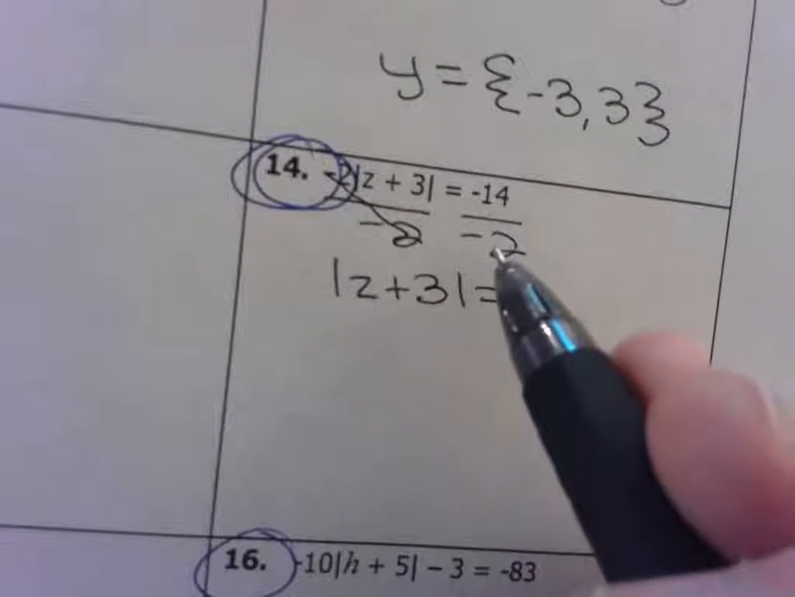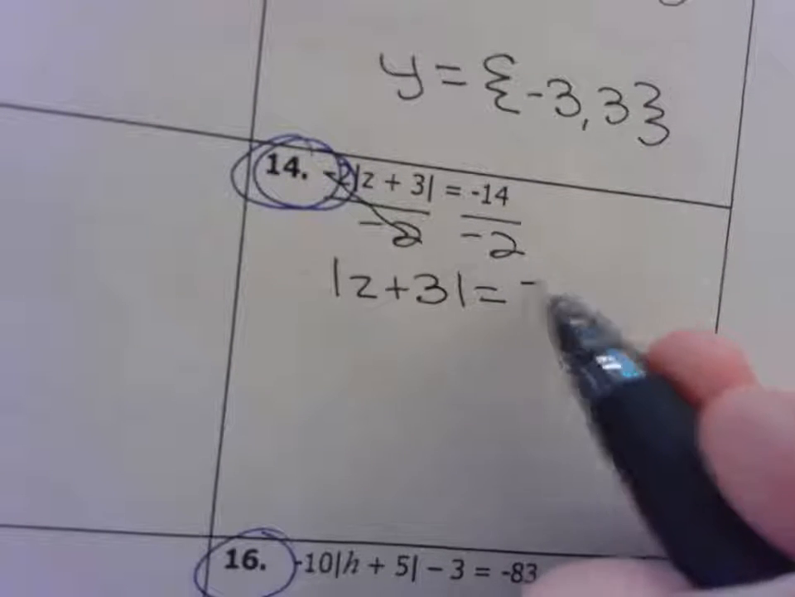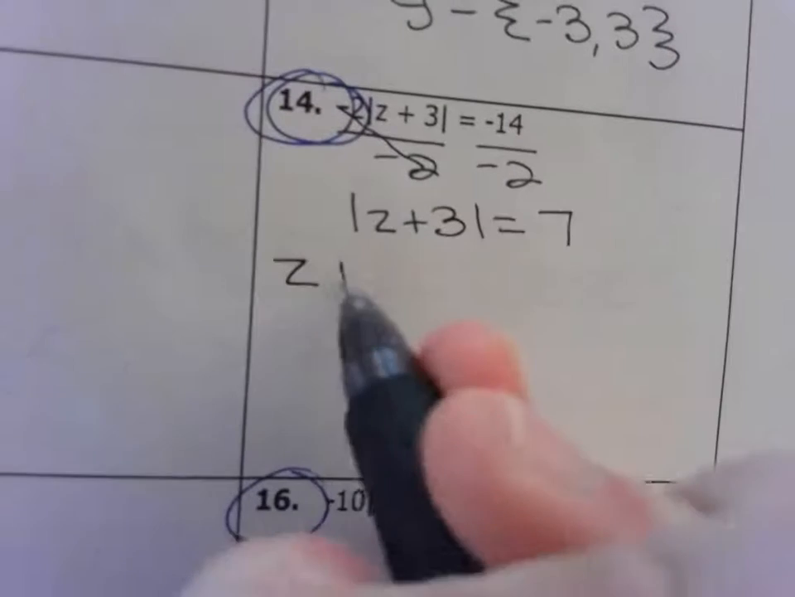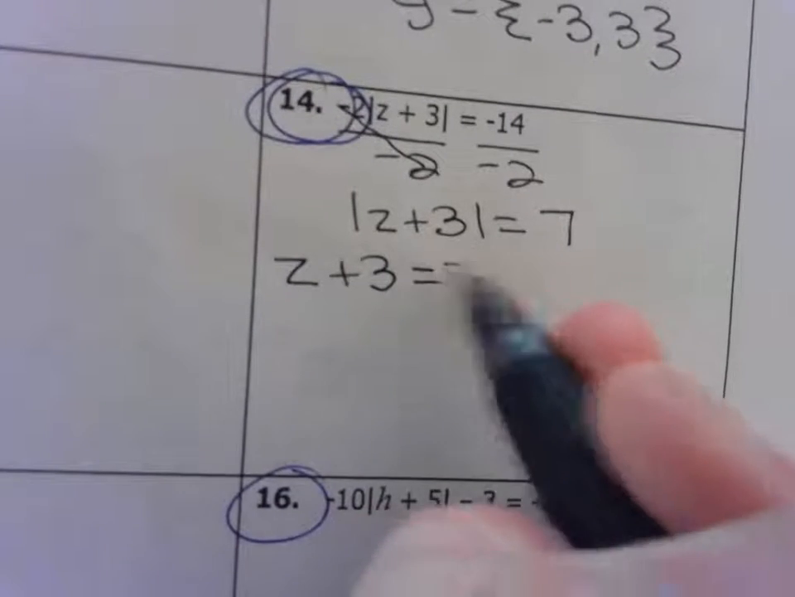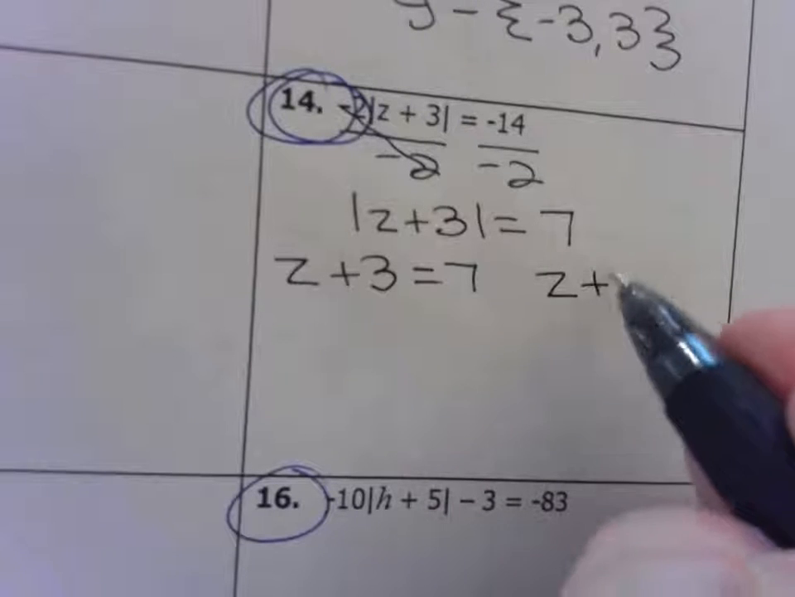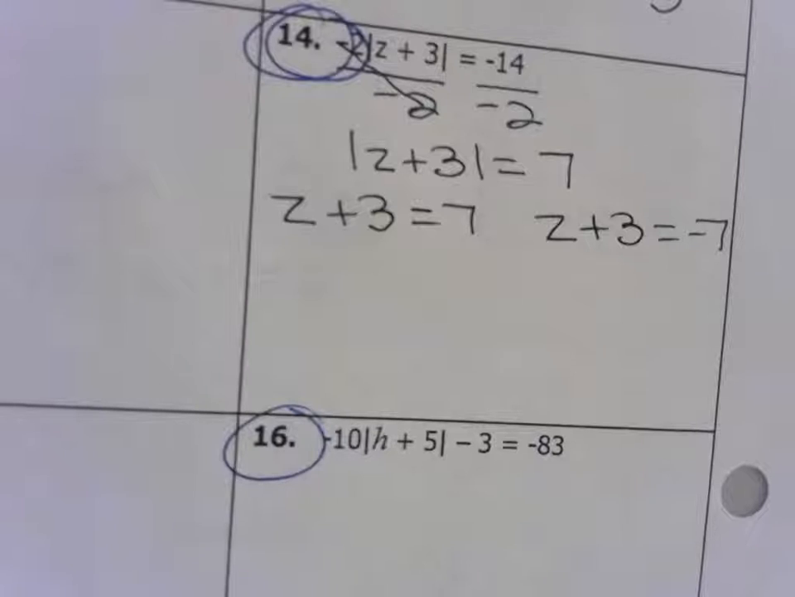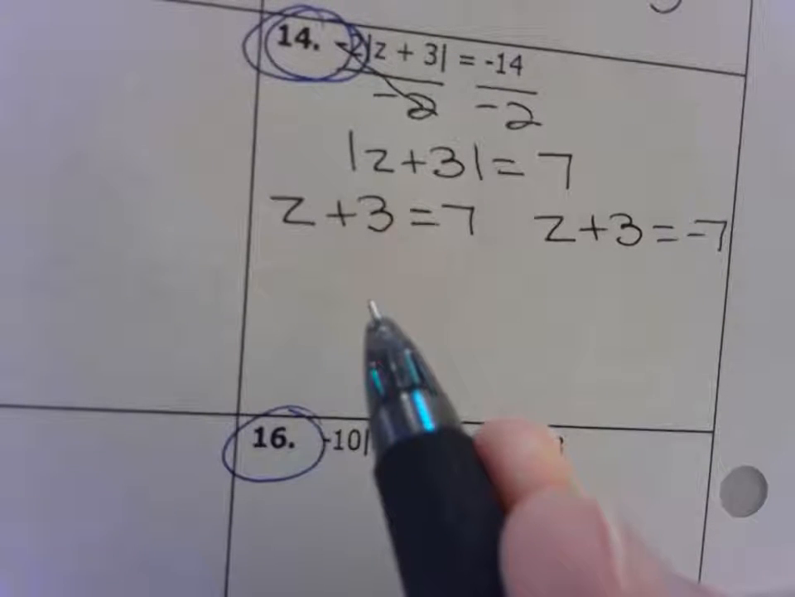Negative 14 divided by negative 2? Positive 7. Now, are there any numbers outside the absolute value? No. So you take your inside part, set it equal to a positive 7, and take your inside part, z plus 3, and set it equal to a negative 7. And now we have 2 equations that we know how to solve. Now, you only lose the absolute value when you split it into 2. Okay, how do I solve this?